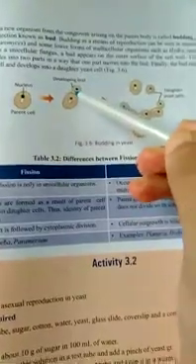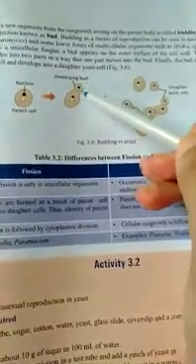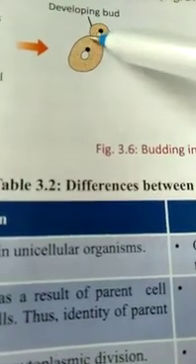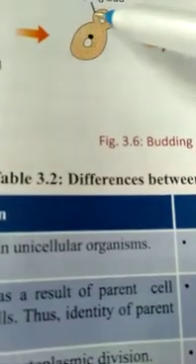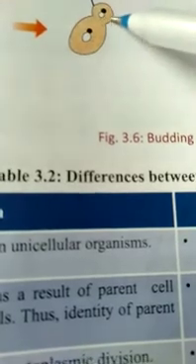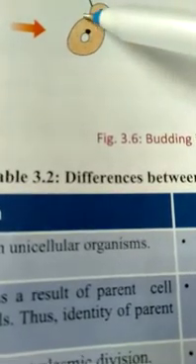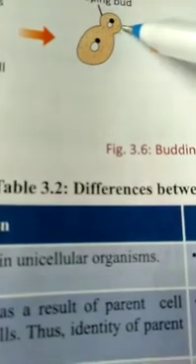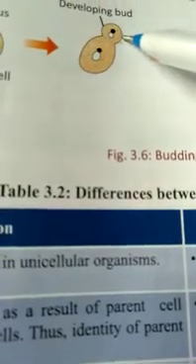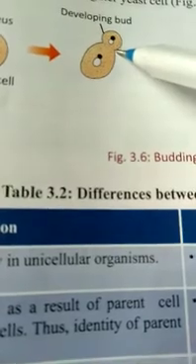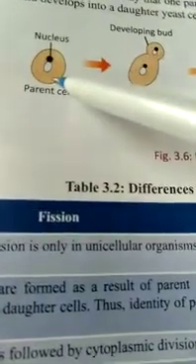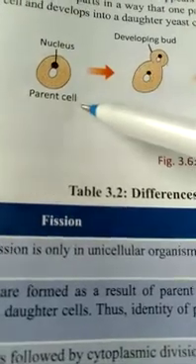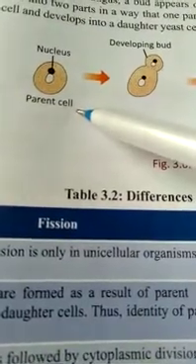See here how the developing bud looks. This is the outgrowth. It is the main parent body and this is the outgrowth. Now this outgrowth will be detached from the parent body and ultimately will give rise to the new daughter cell. This was the parent cell with nucleus. Now I will discuss the budding process in yeast.